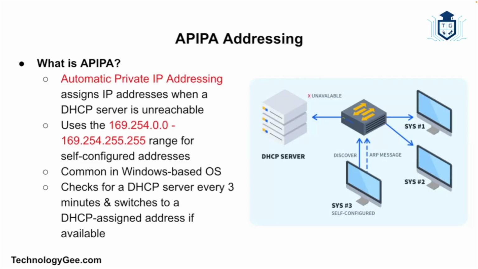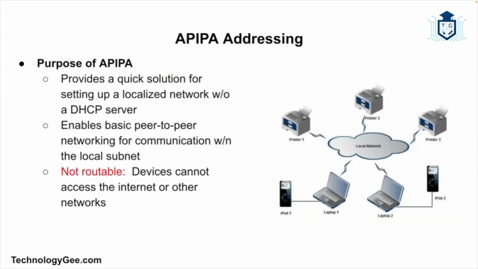And the APIPA service checks regularly for the presence of the DHCP server every 3 minutes. If it detects a DHCP server on the network, the DHCP server will replace the APIPA networking address with dynamically assigned addresses. So exactly what is the purpose of APIPA? APIPA was designed as a solution for quickly setting up a localized network without the need to configure a DHCP server or the need to statically assign IP address information.